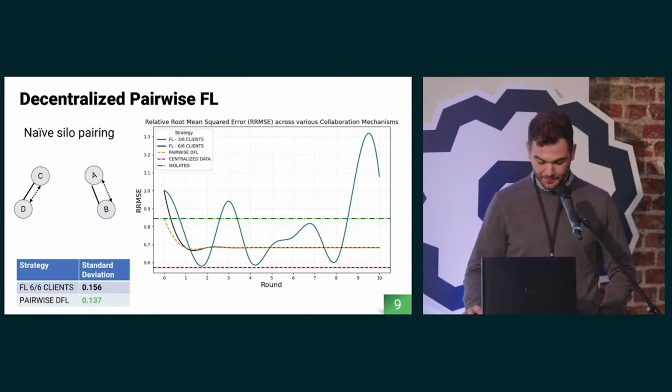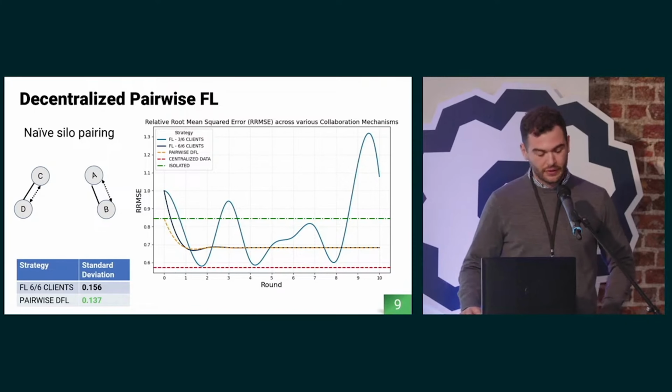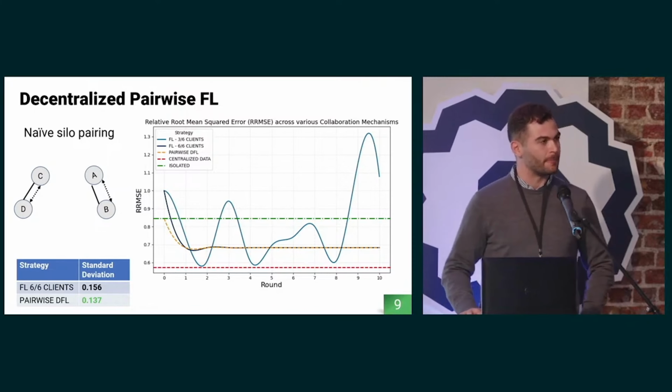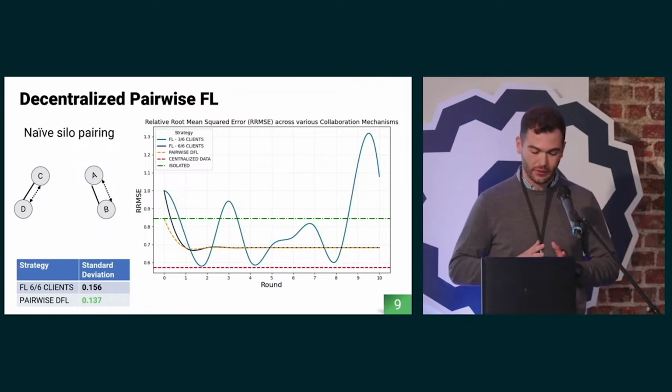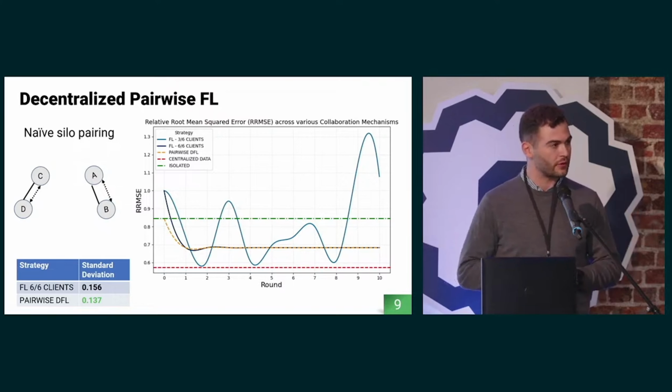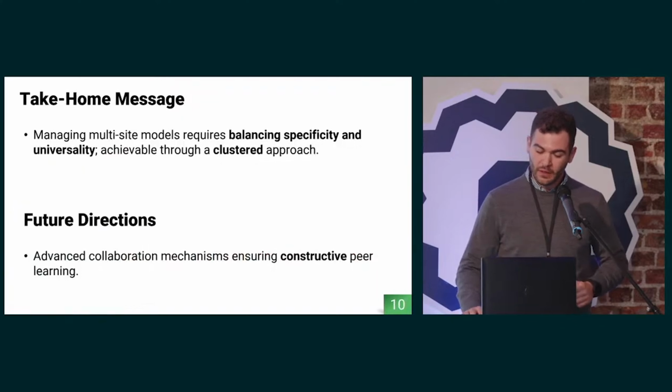What we observe is that right now, even with this early, simple scheme, we can have the same performance as the federated learning 6-on-6. However, the standard deviation is lower, and this is interesting. It means that we are reducing the dispersion of the performance. So basically, you have more homogeneous and somewhat better quality results.